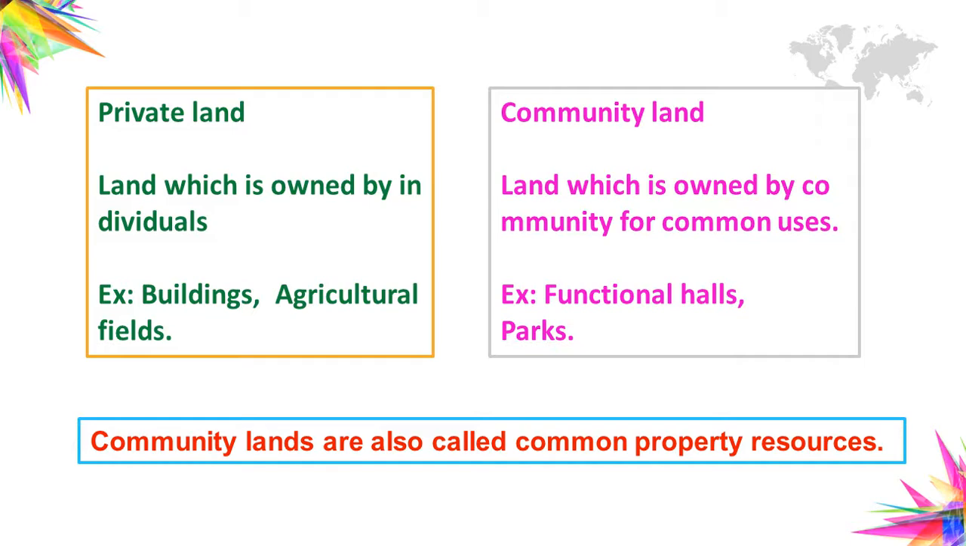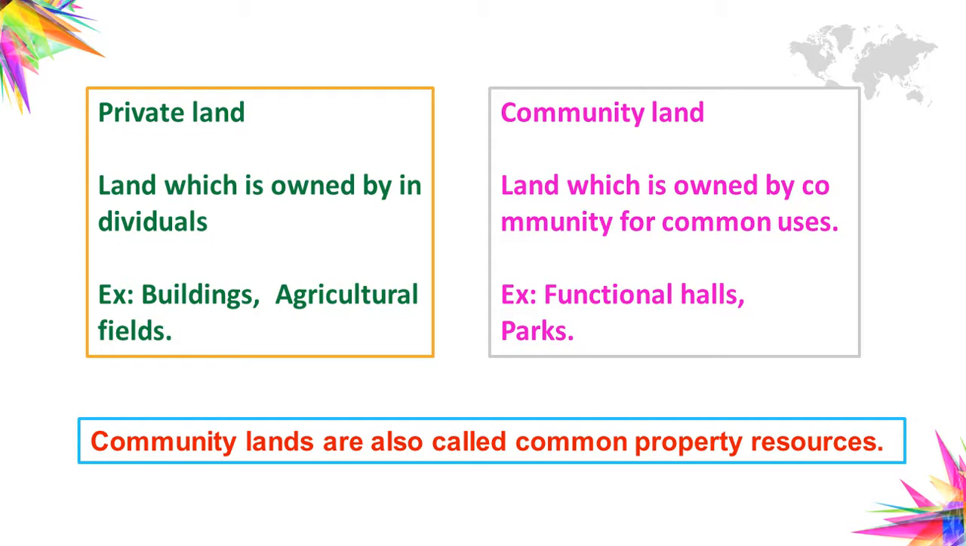Land can also be classified on the basis of ownership, such as private land and community land. Land which is owned by individuals is called private land. For example, buildings and agricultural fields. People own their own plots of buildings and agricultural fields. That belongs to private land.